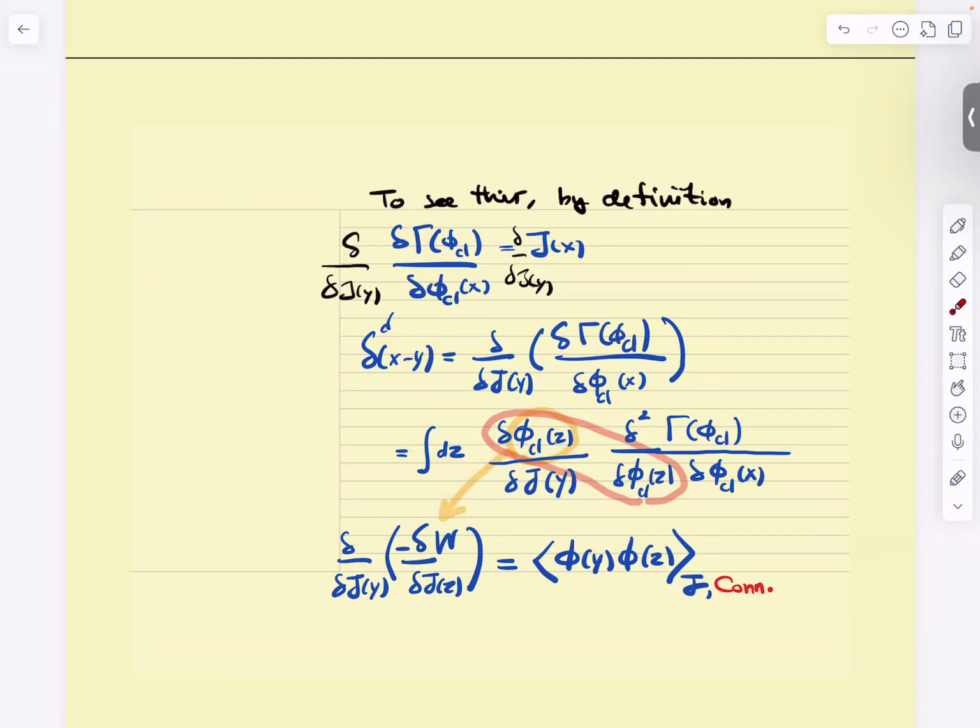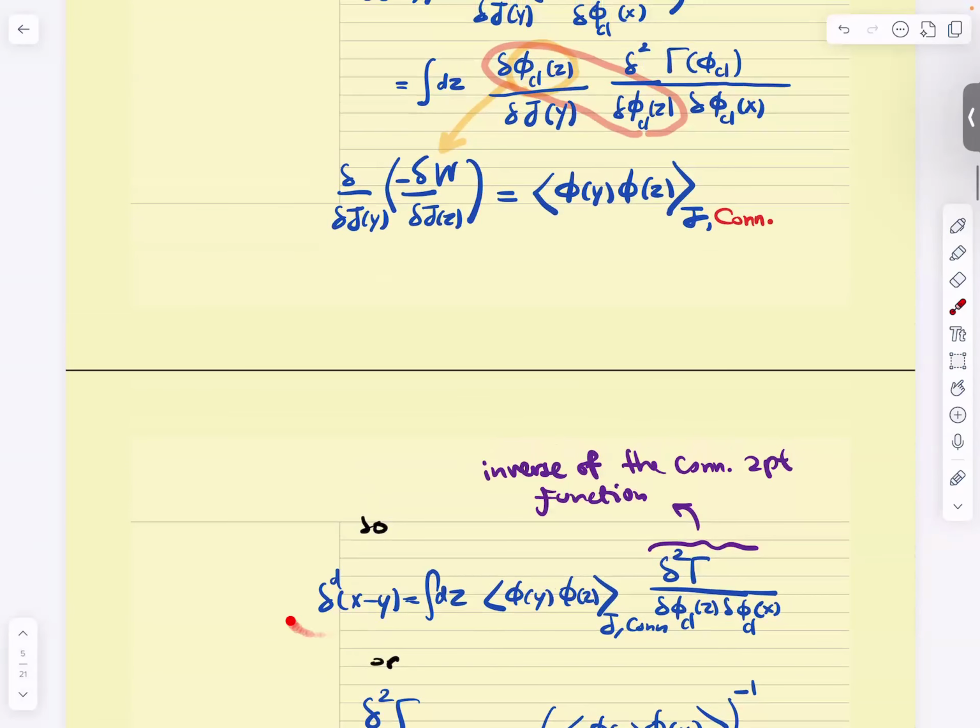Now, the reason I do this is that once I add this term, it's clear that phi classical is minus del W del J. Sorry, my bad. So this term is another derivative of it, which is the 2-point function, connected piece at some finite J. Good. Those are the rules of the game. So then immediately what you learn is that the Dirac delta function is the integral over Z of J, the connected 2-point function, the second derivative of gamma.